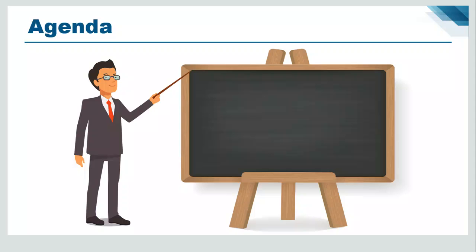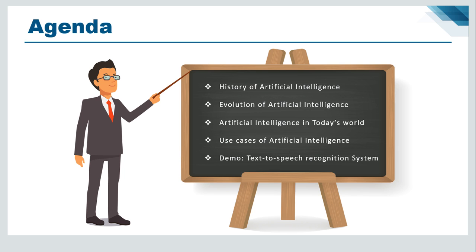Okay, so let's start with the agenda of today's session. I'll start with a brief history of artificial intelligence, and then I'll be moving on to the evolution of artificial intelligence. Next up, we will see how artificial intelligence works in today's world. Then we will see various use cases of AI in today's world. And I'll end this session with a demo of the text-to-speech recognition system and how artificial intelligence is used in it. So let's move on.